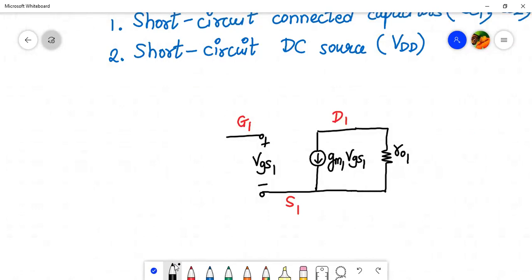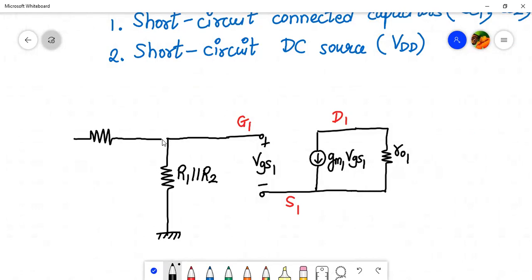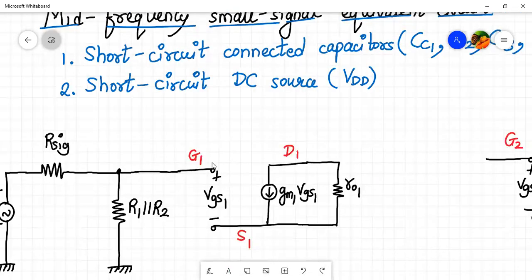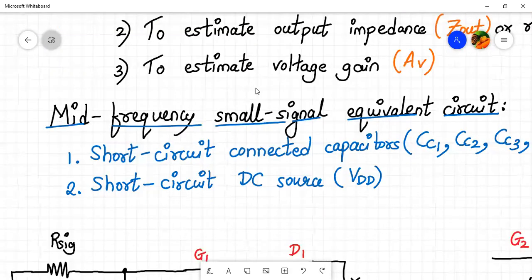So from gate 1, we will have, let me draw, so these resistors are R1 parallel to R2, and this will be going to the ground. Then in series, we will have RC. And finally, we will also have Vs over here. So this will be Vs, this will be R sig, right? So gate 1 connections are completed now. Now let us again go back to the circuit diagram and check out for source 1 connection.